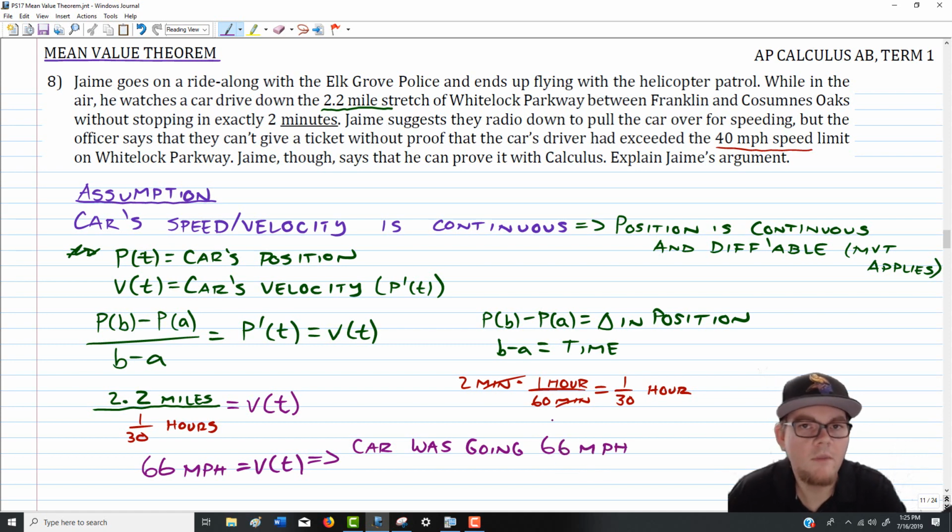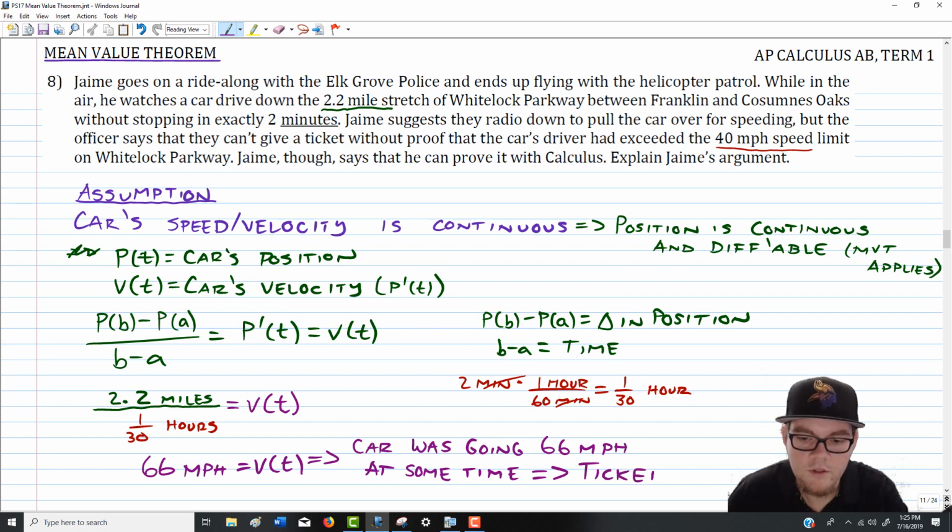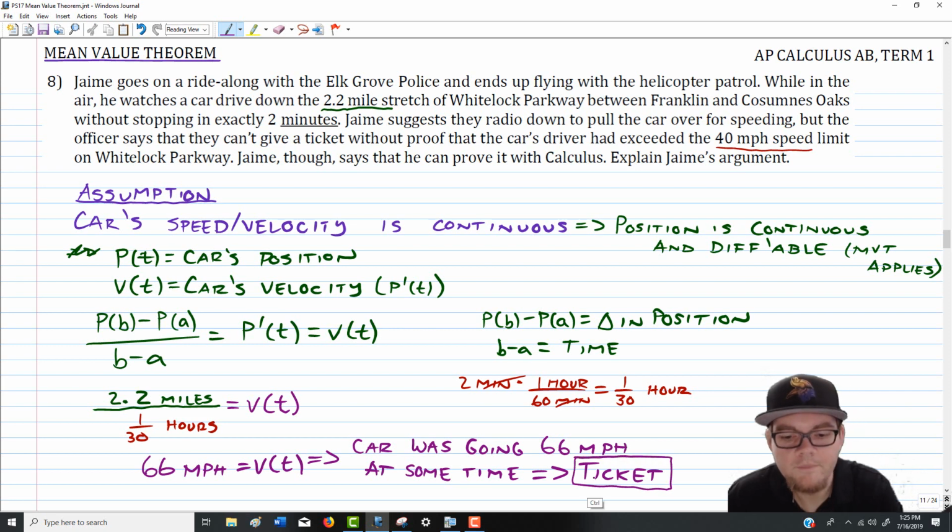Because, of course, the mean value theorem guarantees there's a place where the average rate of change, in our case the average speed, is equal to the instantaneous rate of change, in our case the instantaneous speed. So we've just proven that the car was going 66 miles per hour at some time, which means that the person can get a ticket, which is good for them because 66 is pretty darn fast on that road, particularly if there are people potentially walking. But it would probably be sad if it was you, but fair.